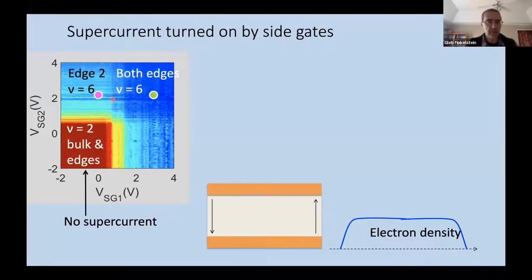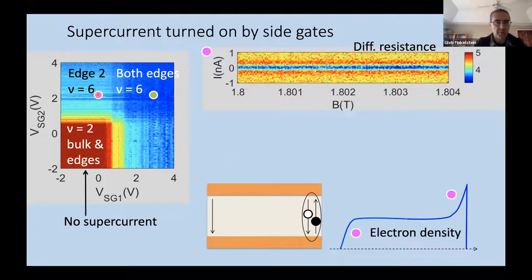So we immediately see many features appearing here. And one noticeable thing is that within this red square, we still see a quantized conductance, quantized resistance. So we see no supercurrent as long as the density near the edges is monotonically decreasing, and we have only edge states propagating in one direction. If we now move to this point on the map by applying one of the side gates, we find that at small bias, there is a suppression of resistance, and that corresponds to creation of the counterpropagating edge state here on this picture, on the decreasing density side of the... I cannot put my pointer there, but it's a decreasing density profile.